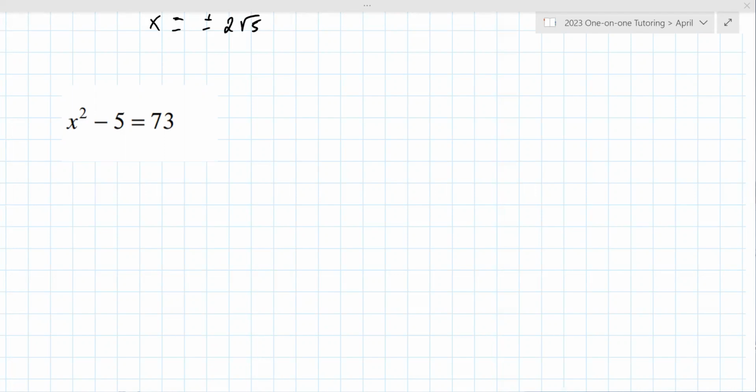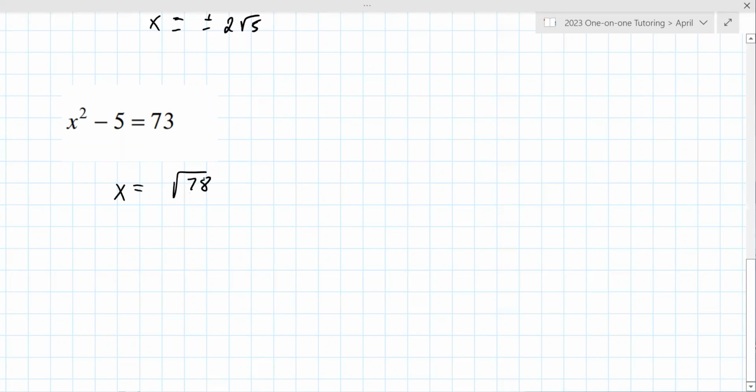So then you get x squared equals 78. So then x equals 78 divided by 4. Is that possible? Square root of 2 times 3 times... So it would just be the square root of 78. Is this what you mean?